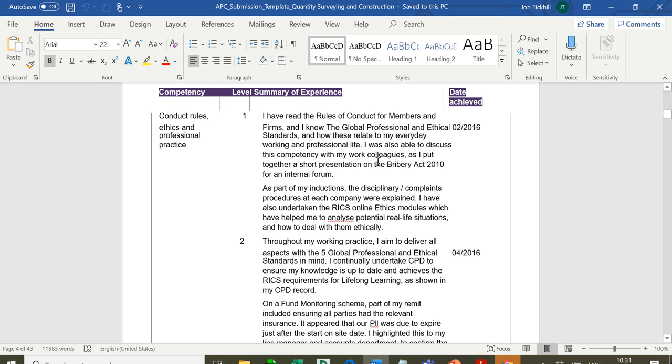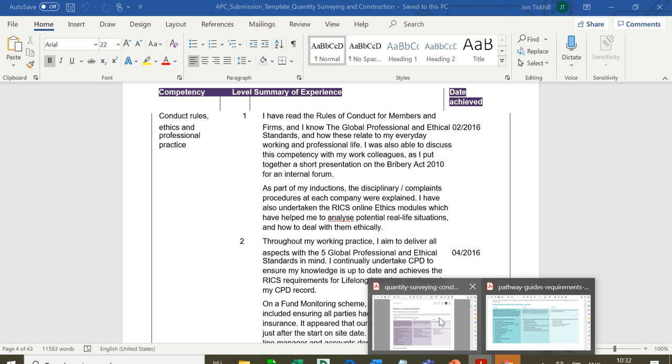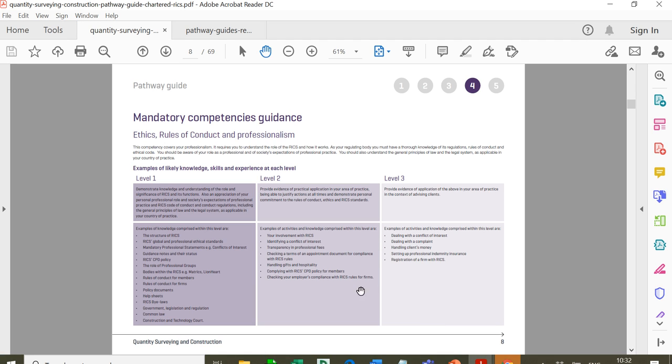At level 1, you can see the candidate here is referring to their knowledge of the global professional and ethical standards, and also of the Bribery Act. So if we then look at this experience, and we can then sense check this against the APC guides to make sure that we're along the right lines here.